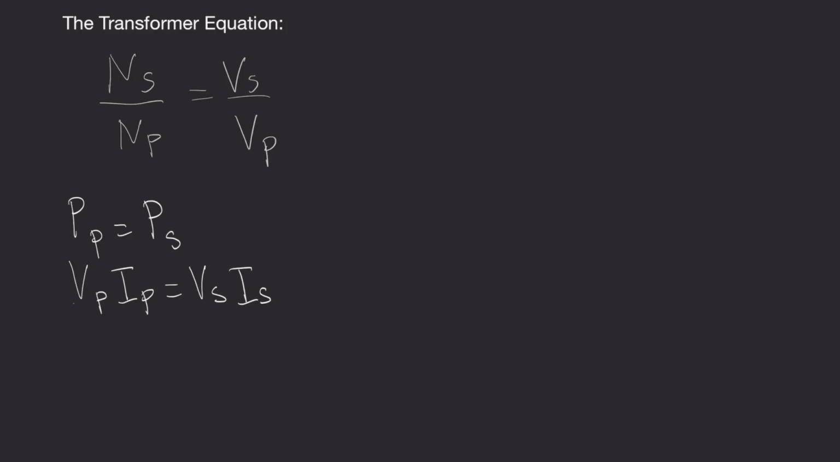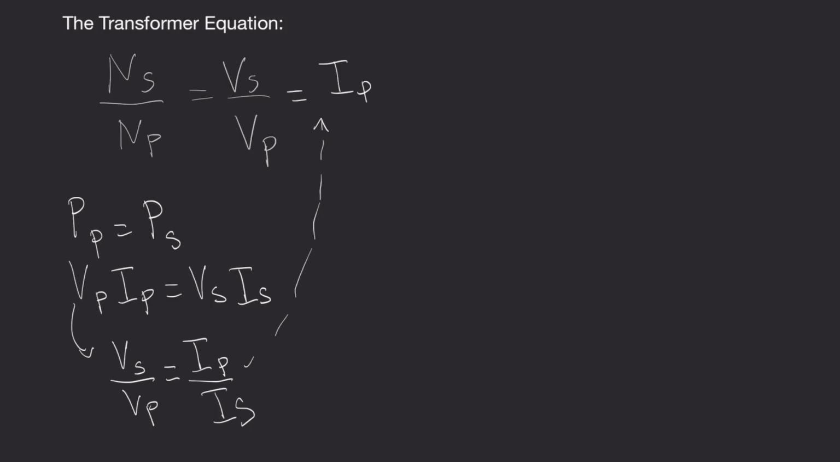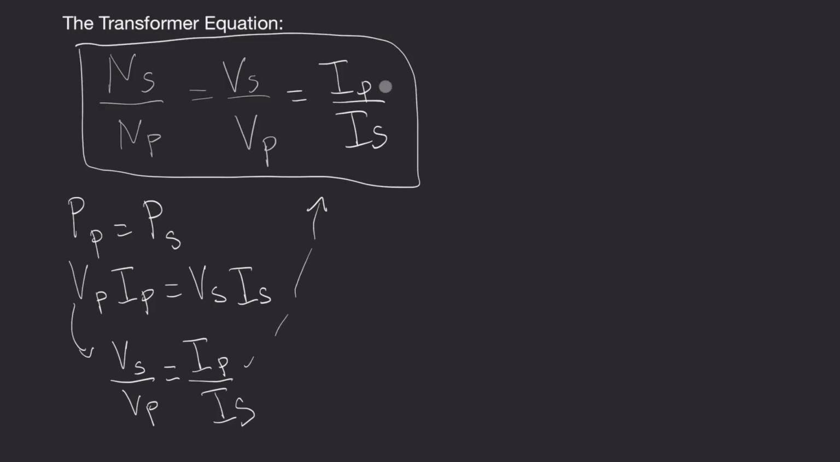Okay, so from this equation, we can just rearrange that to get that Vs over Vp will be equal to Ip over Is. And now we can bring this back into here to expand our transformer equation for the current as well. So then we're going to get Ip divided by Is. And notice how the current is flipped in our ideal transformer equation.